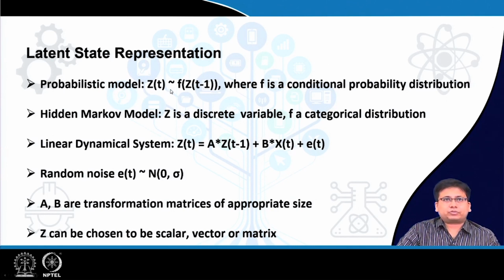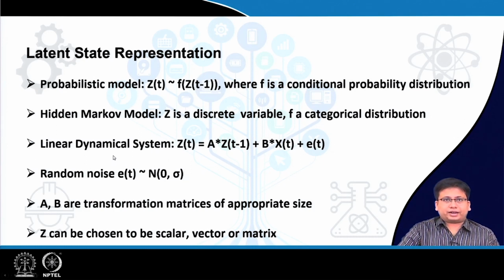So, in the case of the probabilistic model, zt is considered to be a conditional probability distribution using zt minus 1 and maybe xt if it is there. In the case of the hidden Markov model, which is the most famous probabilistic model, the x is not present, there is no concept of the input x, there is just z. In that case, zt is a discrete variable and f is a categorical distribution. So zt is a discrete variable which follows a categorical distribution taking zt minus 1 as the input.